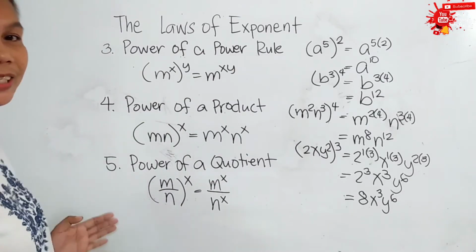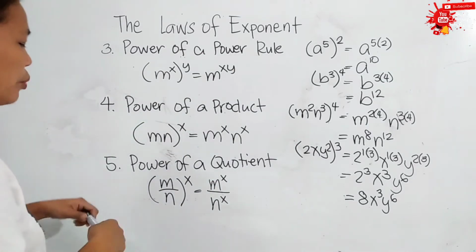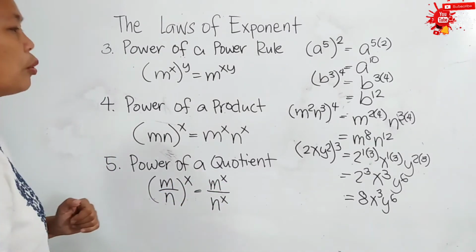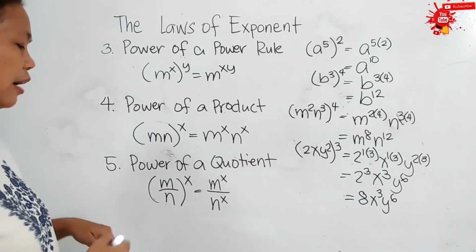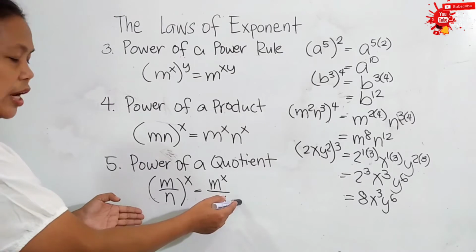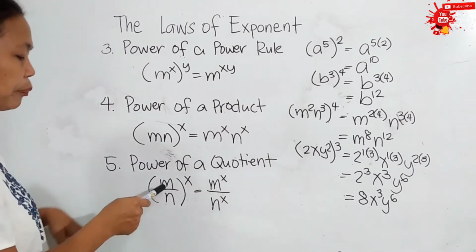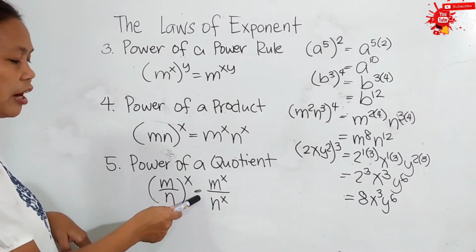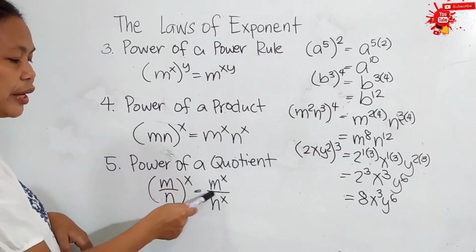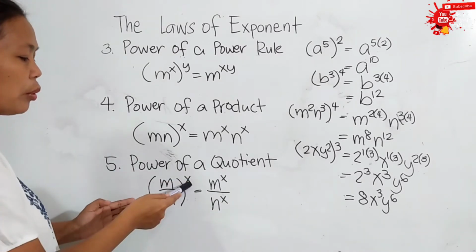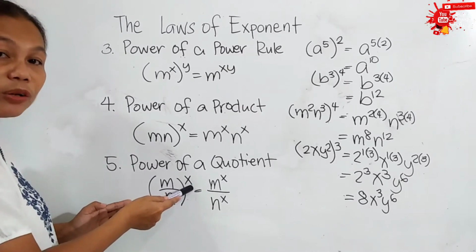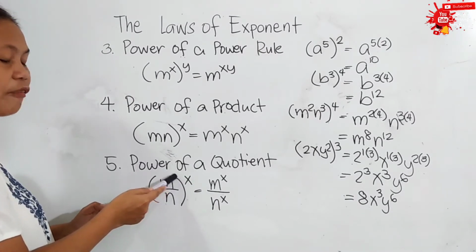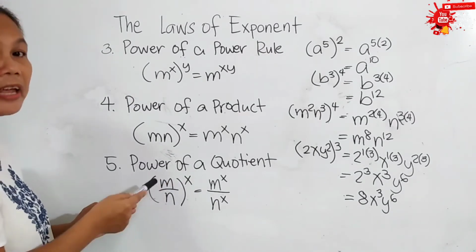Now, let us have the last law of exponent. So, we have here power of a quotient. It is just like number 4, power of a product. But this time, this is for the quotient or fraction. So, we have here the quantity of m over n raised to x. So, it will become m raised to x over n raised to x. So it means that we will distribute the exponent outside the parentheses by multiplying it to each of the exponents of the variable or number inside the parentheses.